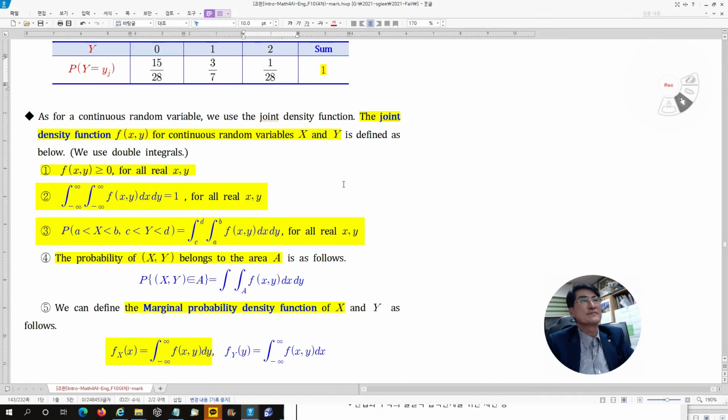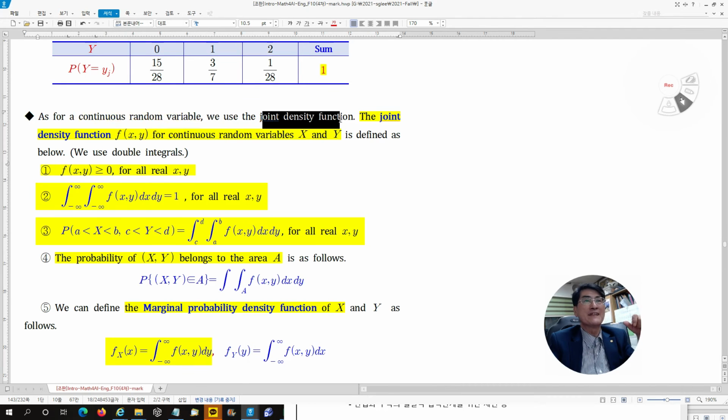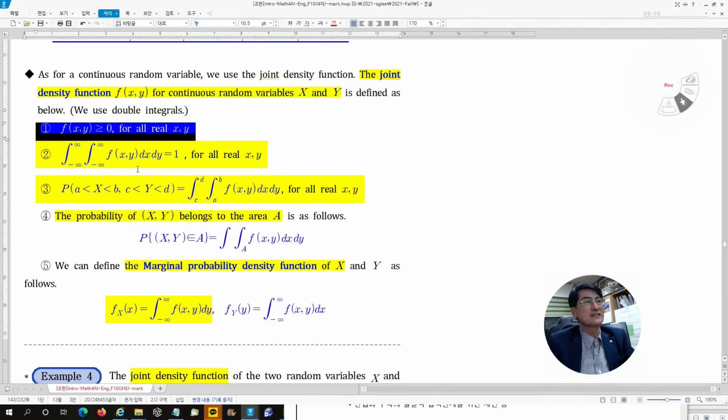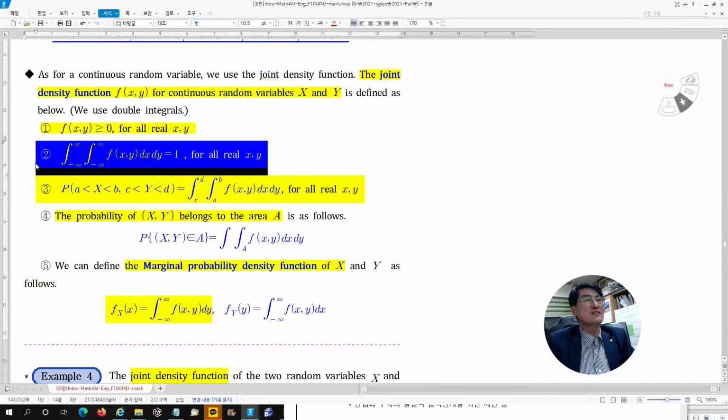Next, for a continuous random variable, we use the joint density function. The joint density function f of x, y of continuous random variables x and y is defined as this. f of x, y is bigger than or equal to 0, a non-negative function. And the double integral over x and y from minus infinity to infinity of f of x, y is equal to 1. So total probability should be 1.